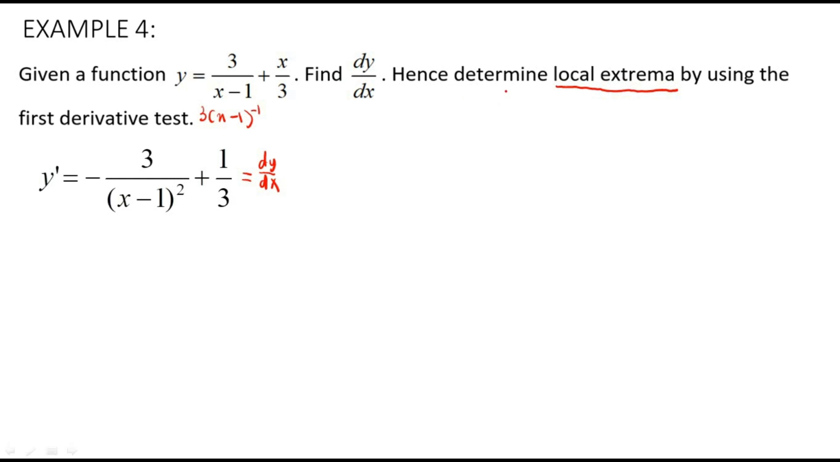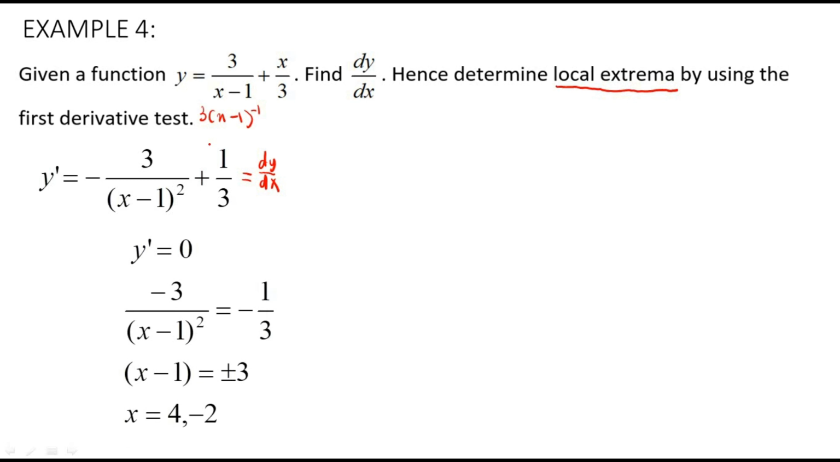Hence, we have to determine the local extrema. So now we are back to the 5 main steps. Step number 1, we have to find the critical numbers, which means we have to equate our dy/dx equal to 0. If I equate our equation to 0 and simplify, we will get x equal to 4 and x equal to negative 2.